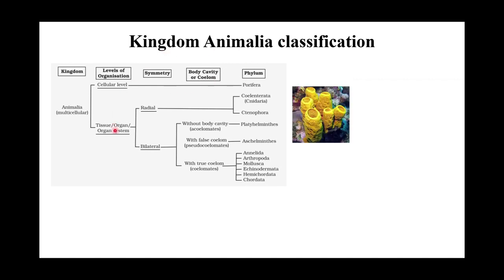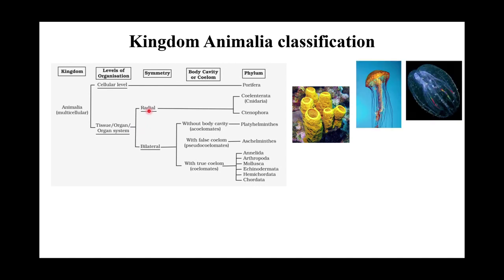Then, based on tissue level of organization, we move further, and then we divide them according to symmetry. On the basis of radial, we have Coelenterata and Ctenophora. And on the basis of bilateral, we then go forward and divide them, saying whether they have coelom or not.